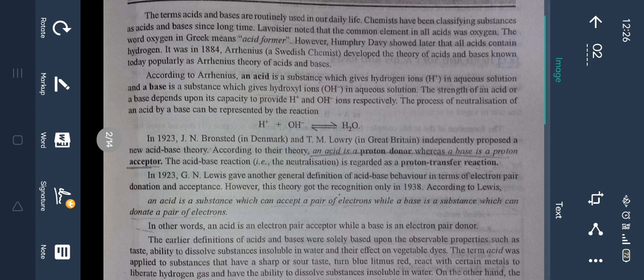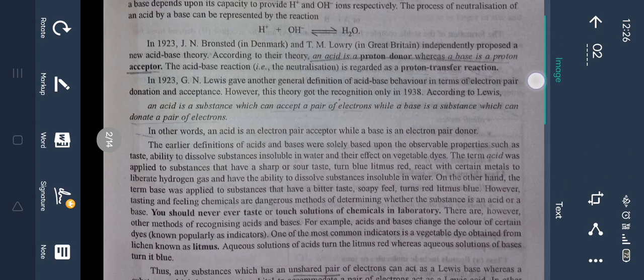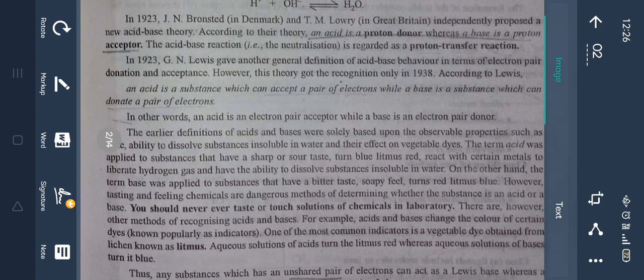In 1923, Gilbert Lewis gave another general definition of acid and base behavior in terms of electron pair donation and acceptance. However, this theory got recognition only in 1938. According to Lewis, an acid is a substance which can accept a pair of electrons, while a base is a substance which can donate a pair of electrons. In other words, an acid is an electron pair acceptor while a base is an electron pair donor.